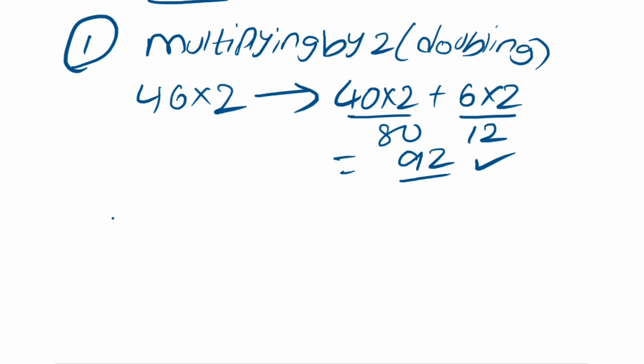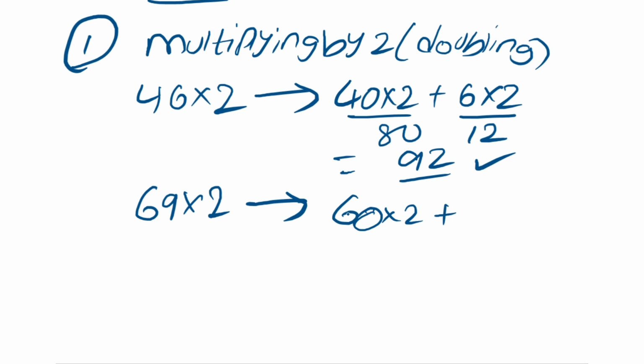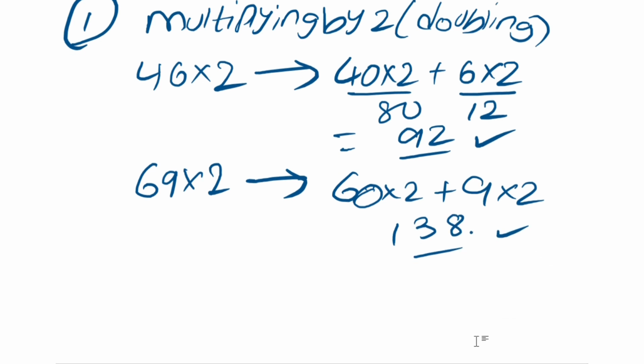I'm now taking an example: 69 into 2. It's not that big a number, but it's quite big, right? So just split it: 60 into 2 and 9 into 2. 60 into 2 would be 120. 120 and 18 would be 138. So this is our answer. This is one kind of multiplication trick I wanted to discuss with you.